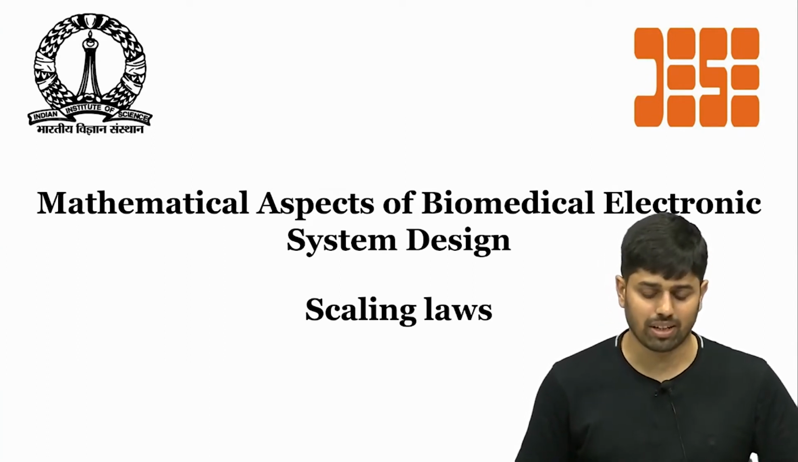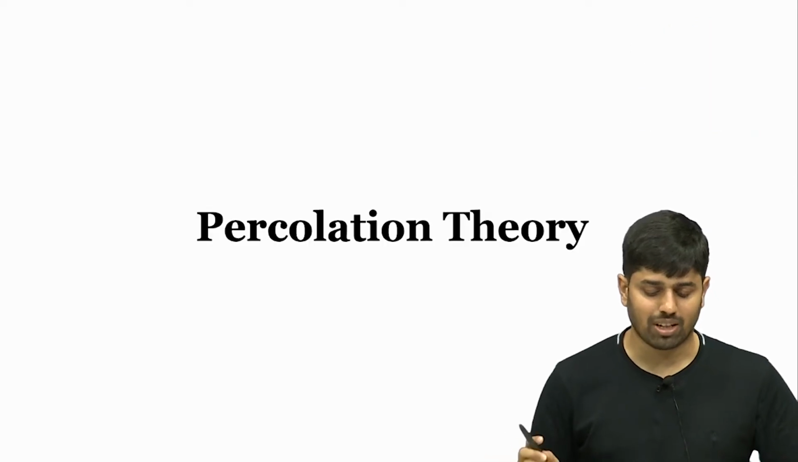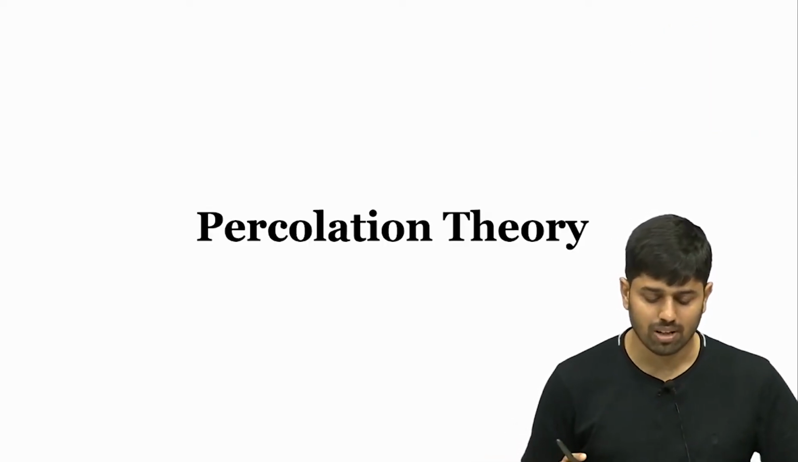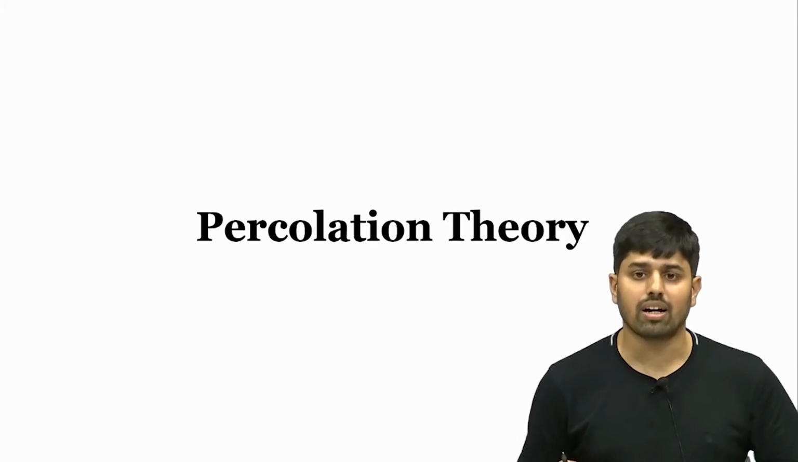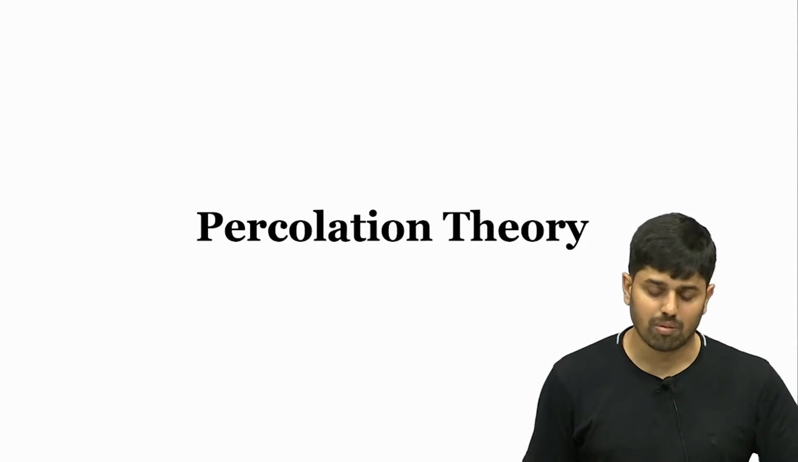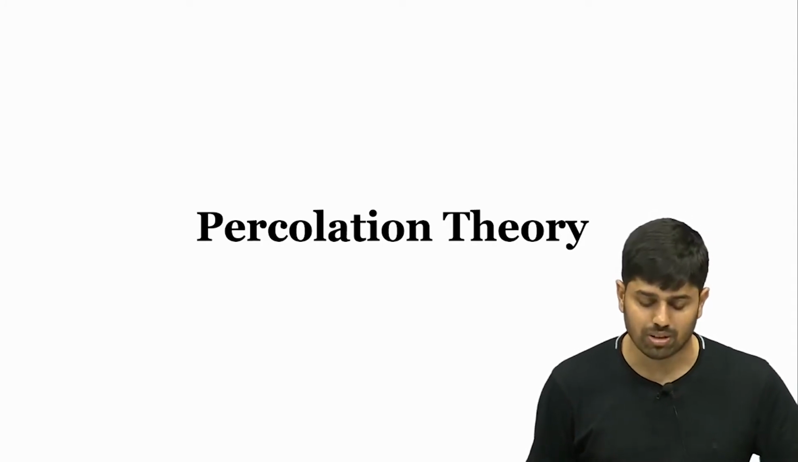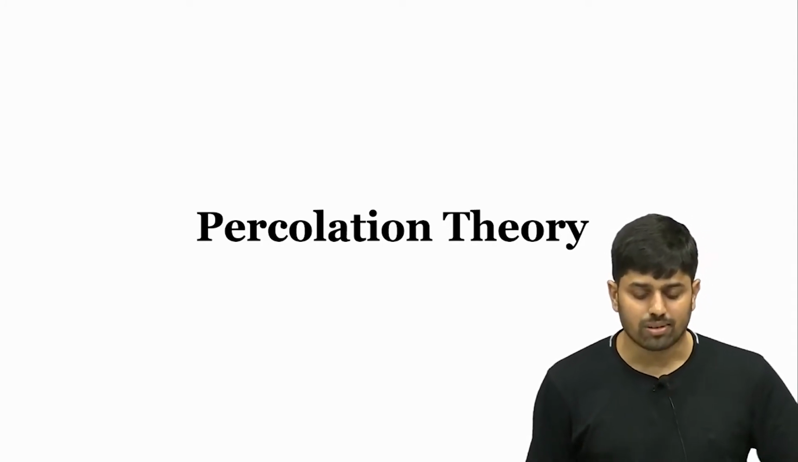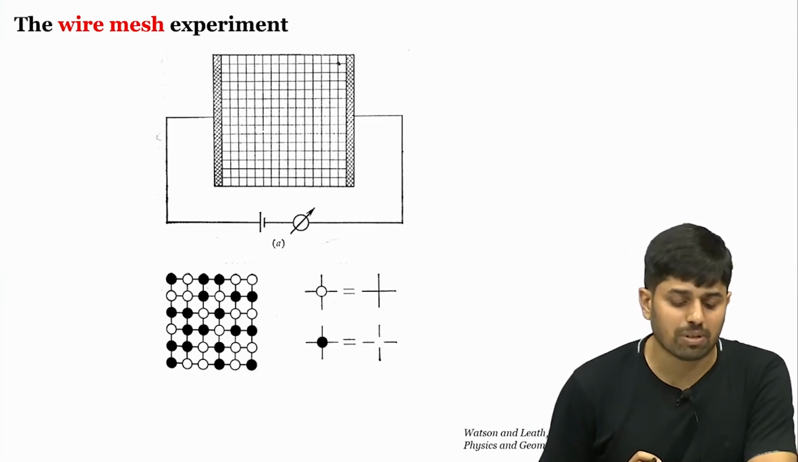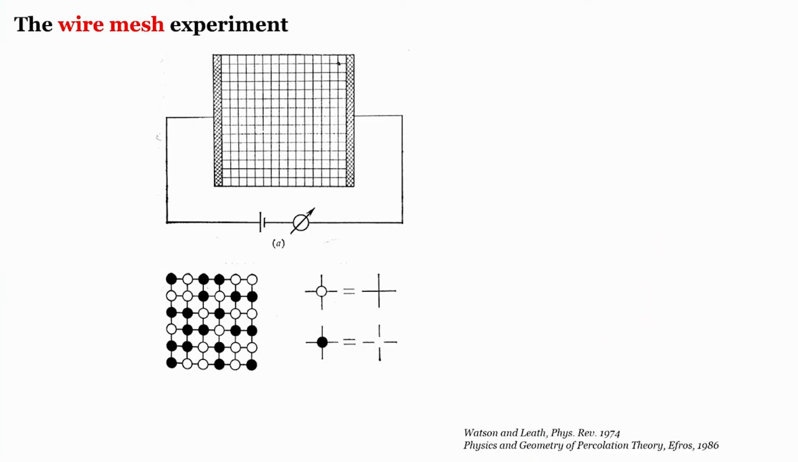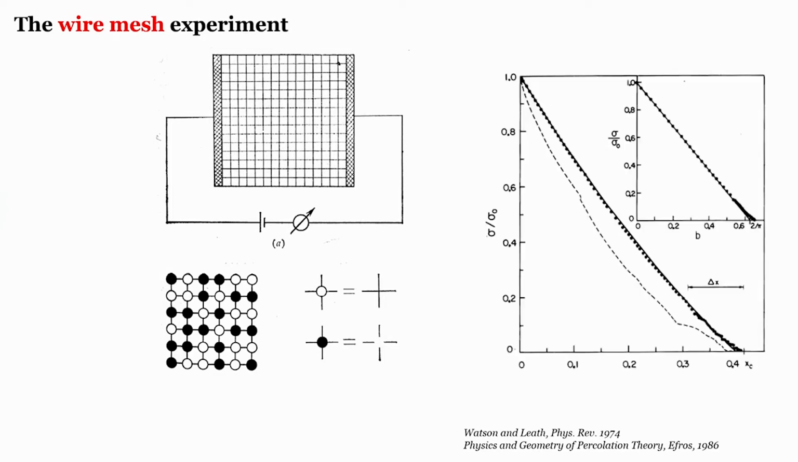Before that, we will have a quick recap on the percolation theory that we had discussed in the previous session. I hope you would have understood most of the things. If you have missed something, please feel free to put your questions in the forum. Last time we discussed the wire mesh experiment, a very simple experiment but with very profound thoughts that could be deduced from it. We saw how this experiment can be used to understand percolation theory.